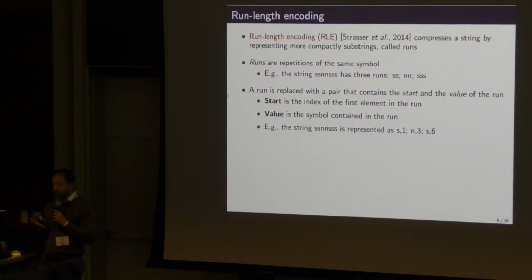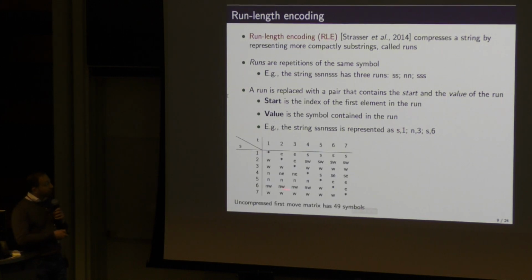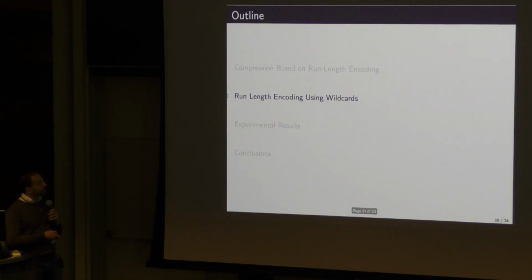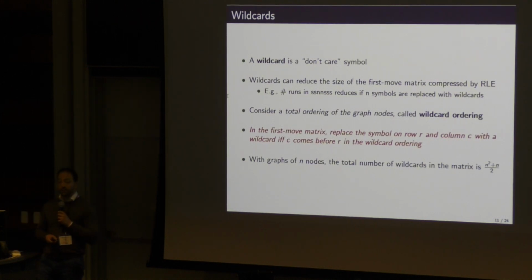Then a run is replaced with a pair that contains the start and the value of the run. The start is the index of the first element in the run. The value is the symbol contained in the run. So for instance, run-length encoding represents this string as south 1, north 3, south 6. Take the first move matrix of the previous slide. It has 49 symbols, but the representation obtained by run-length encoding has fewer symbols, 32, representing 16 runs.